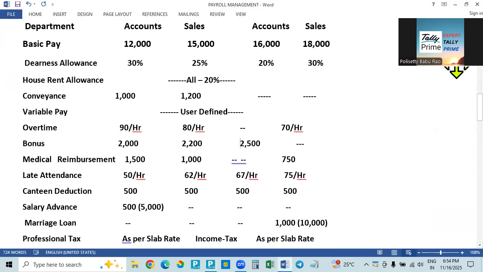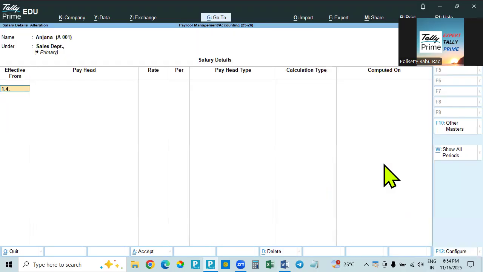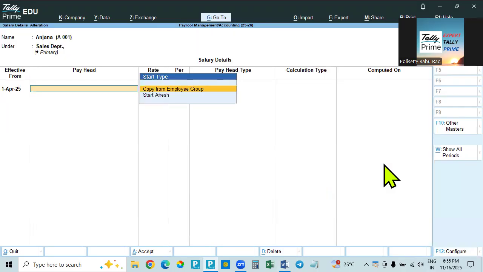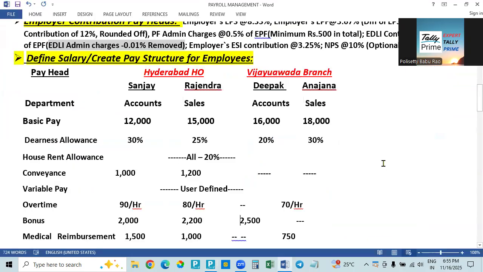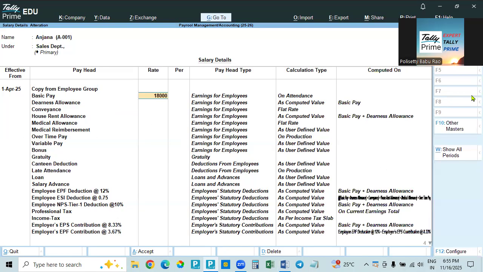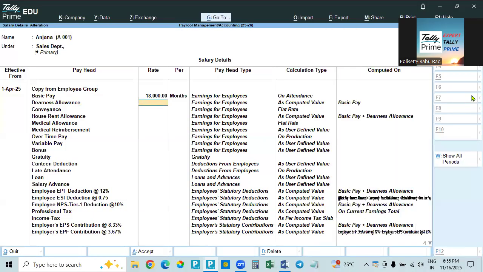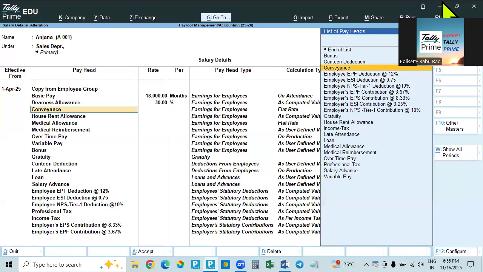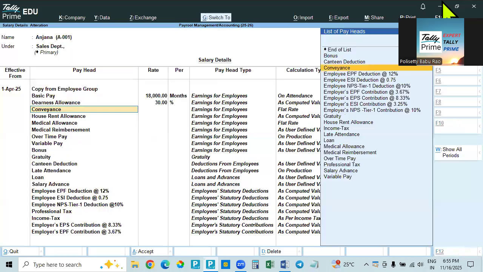And then the only one left is Anjana. So again 1425. That is the beginning of the year. So copy from the employee group. So that is accounts department. So what is the basic pay? Basic pay is 18,000 rupees. Again, yes, that is F12. Yes, accept. So the rate is 30%. F12, no. Okay, accept.